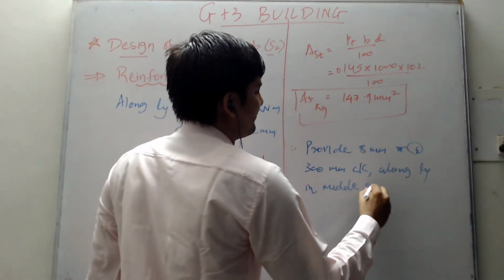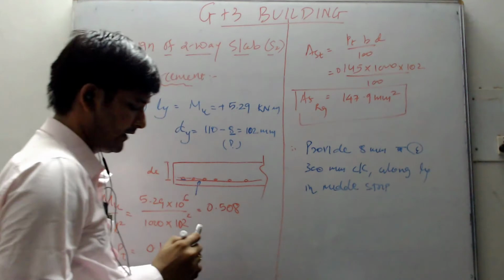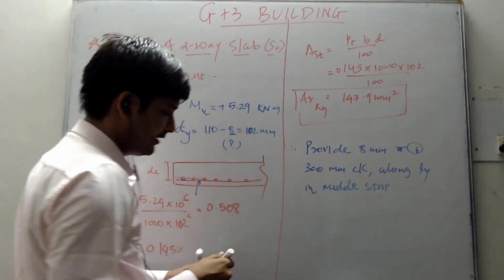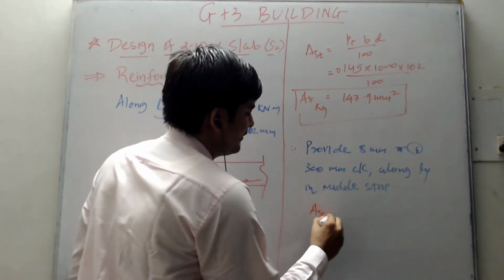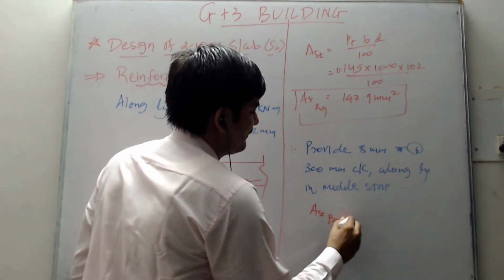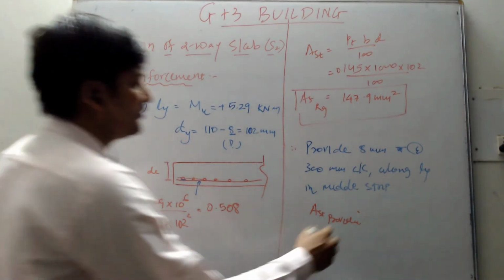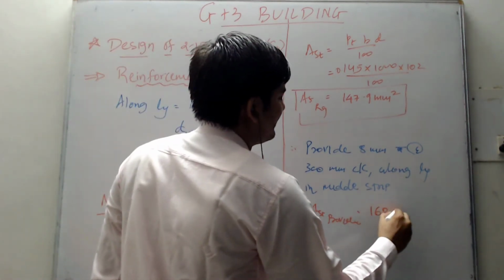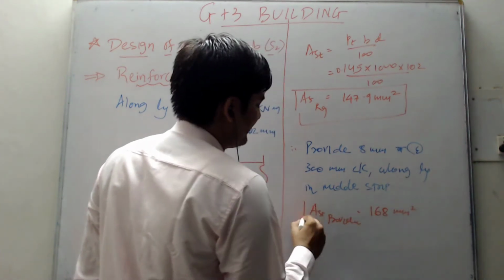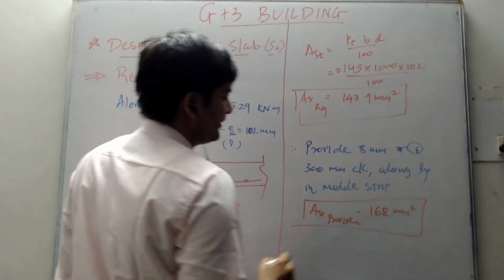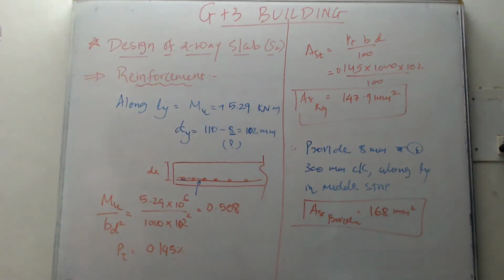And so AST provided here should be more than 148.9, so I have provided 168 mm square, and this 168 value is coming from SP16, table number 96. So this is how you can calculate the reinforcements to be provided at the span points.